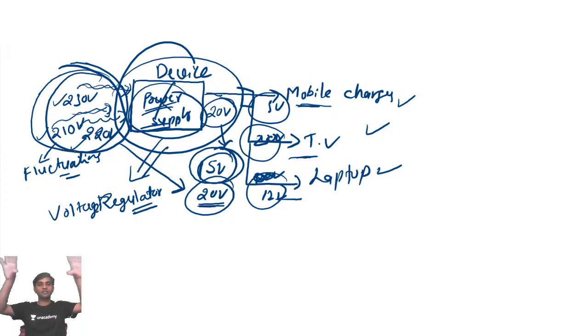Let's say you connect a 230 volts AC voltage to your TV. This is completely changing. Let's say the regulator is not there. Now what happens to your TV? Someday your TV will burn out, because one minute you get 230 volts, next minute you get 12 volts, next minute you may get 220 volts. So there is a fluctuation in the input voltage. If I'm directly connecting this TV to the fluctuating power supply, this TV, laptop, mobile, whatever you connect, will burn.